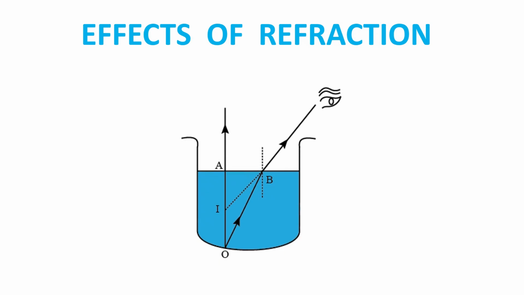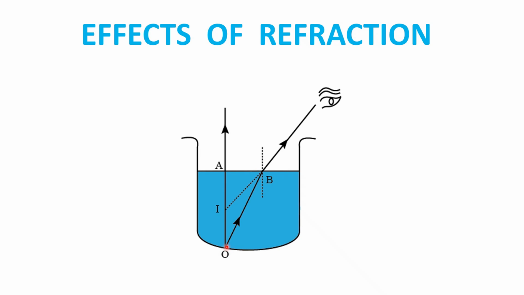Now let us move on to the effects of refraction. What are the effects of refraction? Now this is very important. You need to understand how to look at this. Now let's say there is a beaker in which we have filled water, and there is an object at O. Okay, let's say it's a coin or any substance, any object at O.